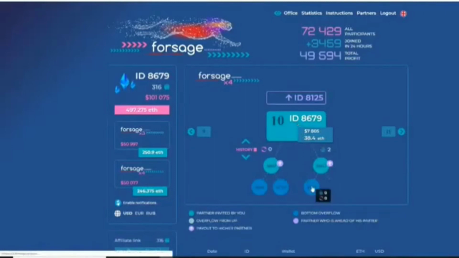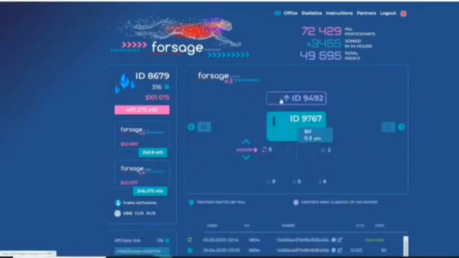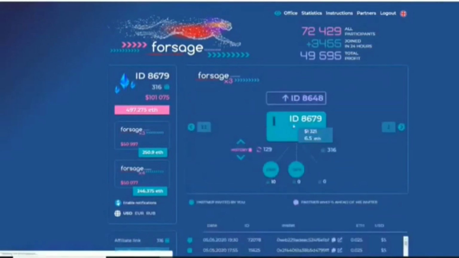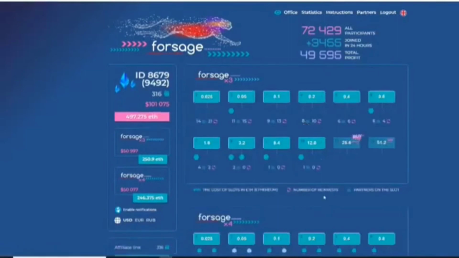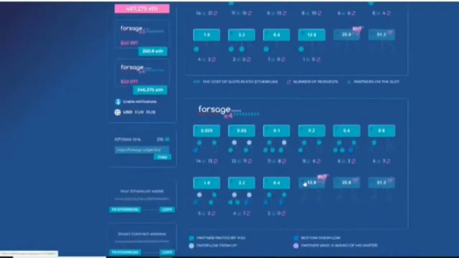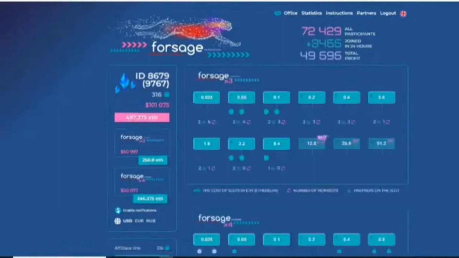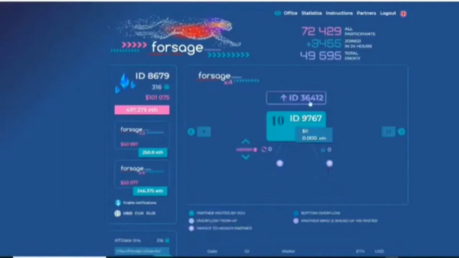If we follow the 9242, okay, let's click on 9242. This ID, sorry, 9242. If I click on it, this ID does not have an active slot on the 10th level. You can see that right here. So because of that, it fell to another slot under another slot, okay. He fell on the matrix of 36412.